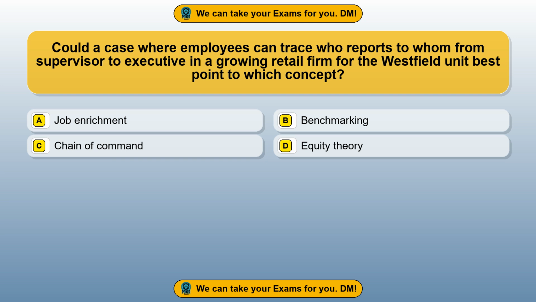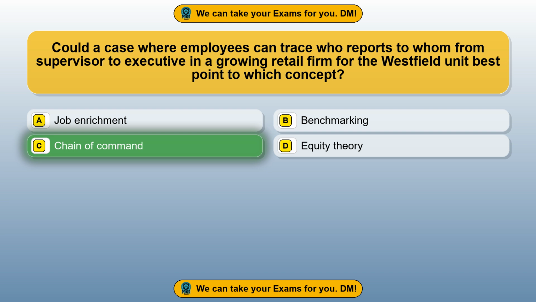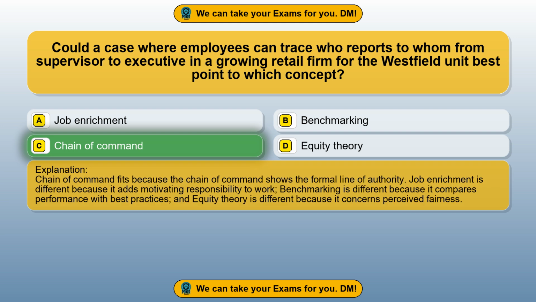Option A, job enrichment. Option B, benchmarking. Option C, chain of command. Option D, equity theory. The correct answer is option C, chain of command. Chain of command fits because the chain of command shows the formal line of authority.